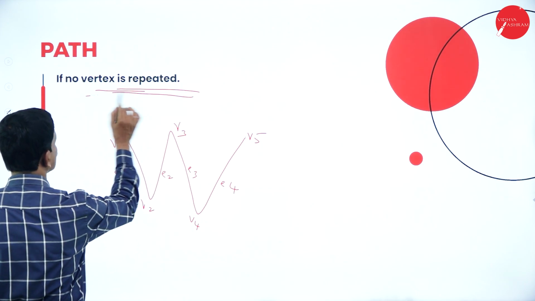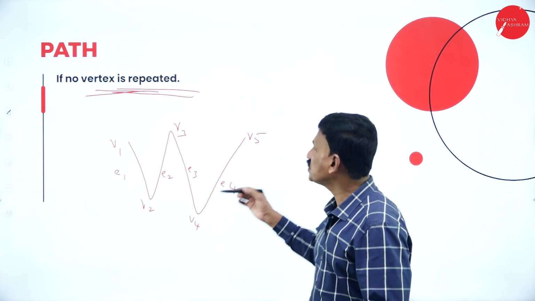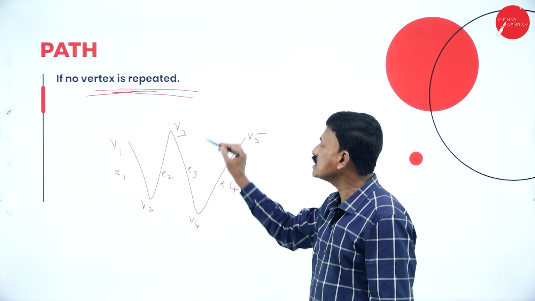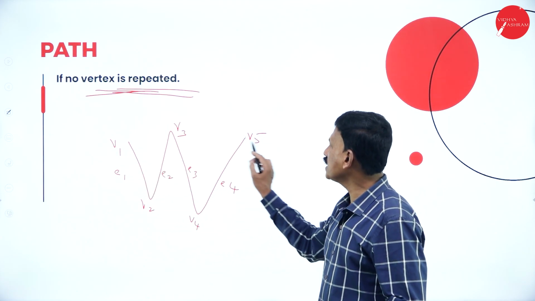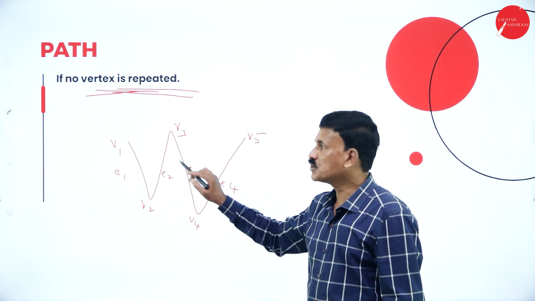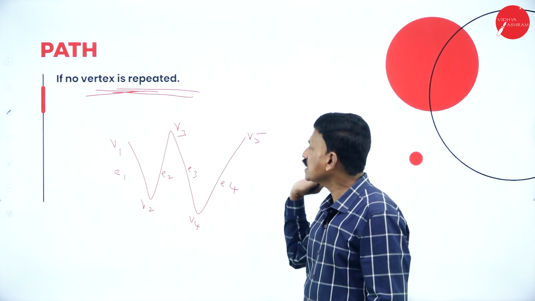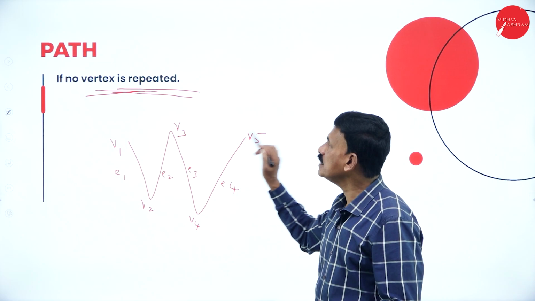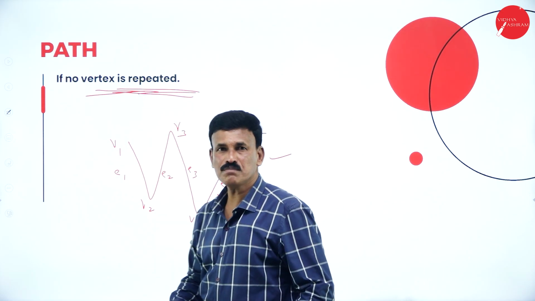Therefore, since no vertex is repeated, such a traversal is called a path. This is said to be an example for a path. Here the starting point and the ending point are different, so no vertex is repeated. If no vertex is repeated, then the graph is called a path.